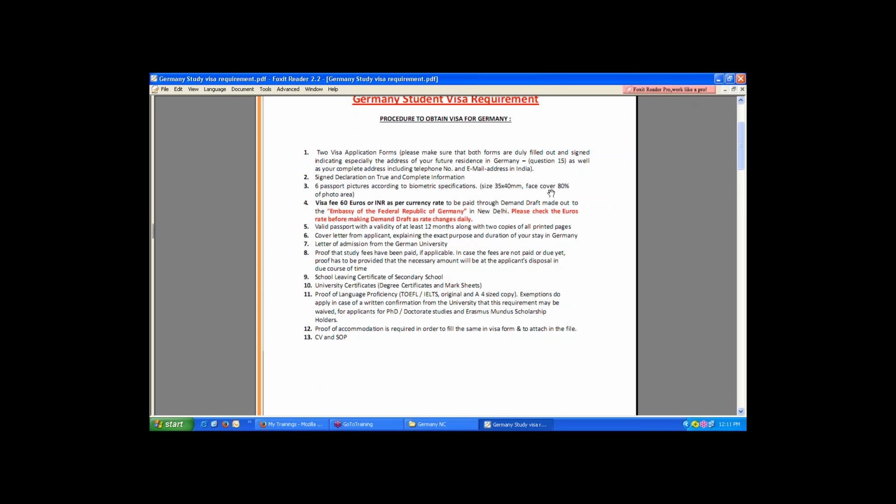Embassy visa fee is 60 euro. The student needs to pay this visa charge through demand draft only, with the name of Embassy of the Federal Republic of Germany. The Indian currency value rate, the student can know when they call the Indo-European Visa Department. We will assist the student with what currency rate is going on the same day.